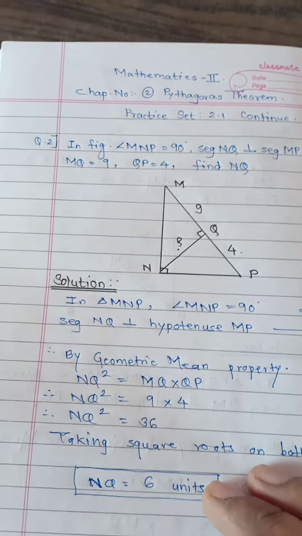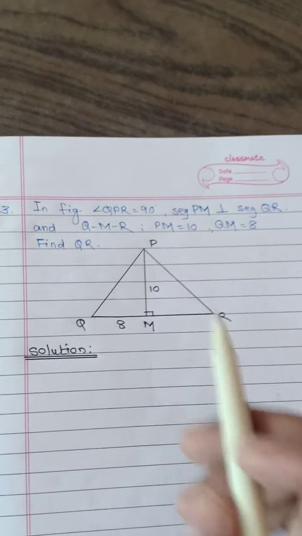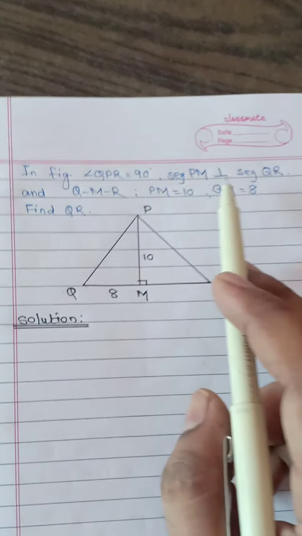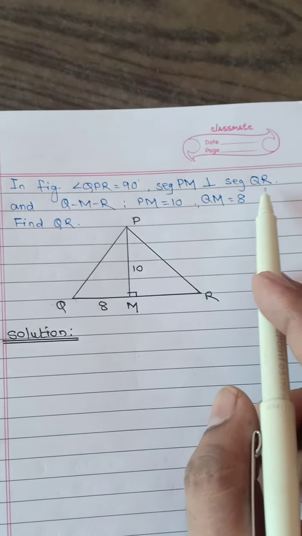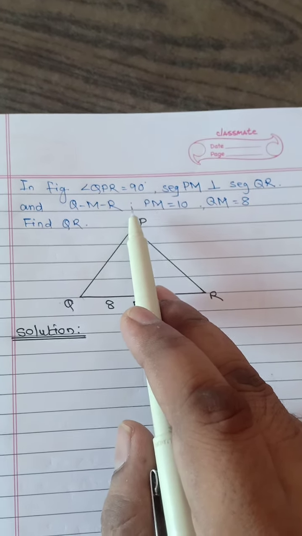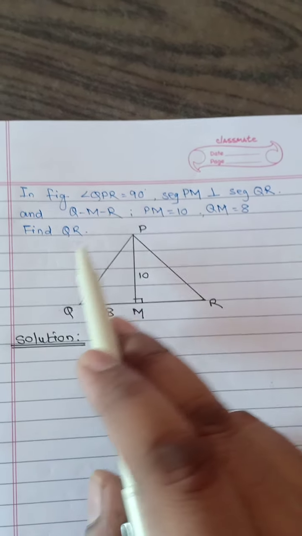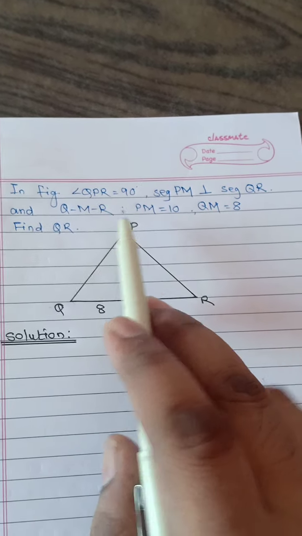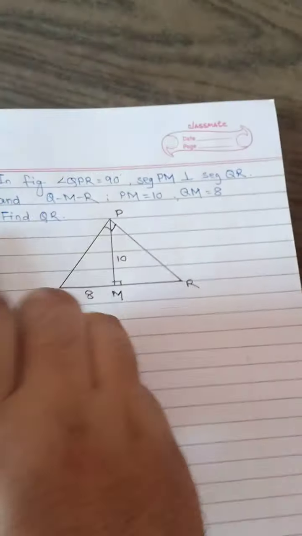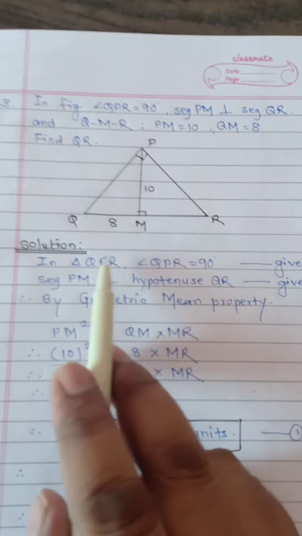Now moving further, we'll see the next question, that is question number 3. In the figure, angle QPR is 90 degrees. Segment PM is perpendicular to segment QR, and Q-M-R are collinear. The value of PM is 10, QM is 8. We have to find the value of QR. Now let's solve this particular question. Now let's see the solution part.